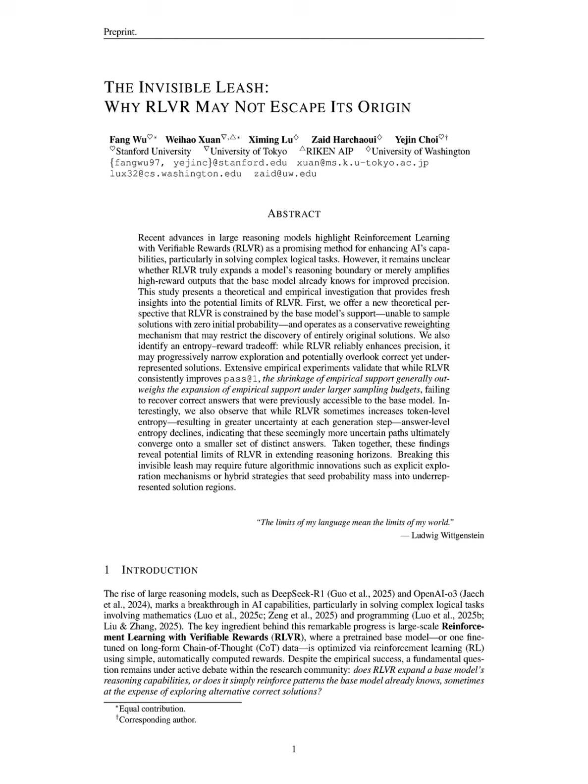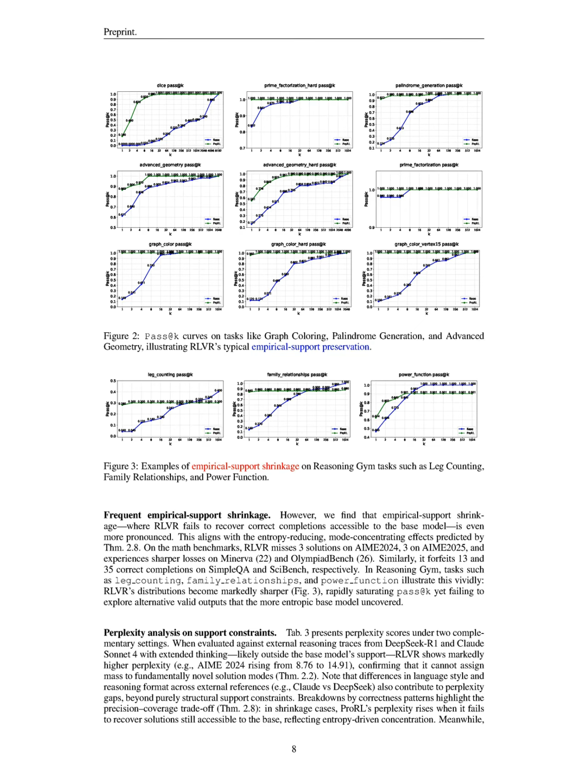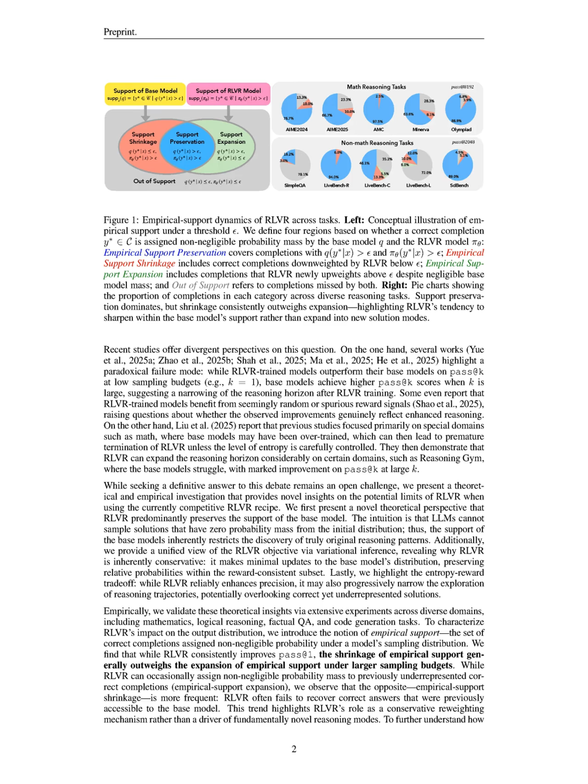fewer distinct solutions. For example, while RLVR might successfully recover a correct answer like 42 for a math problem, it may fail to explore alternative correct answers that the base model could have generated, resulting in empirical support shrinkage. This illustrates how RLVR's optimization process, while effective in improving precision, can limit the exploration of diverse reasoning paths, ultimately confining the model to a narrower set of outputs.